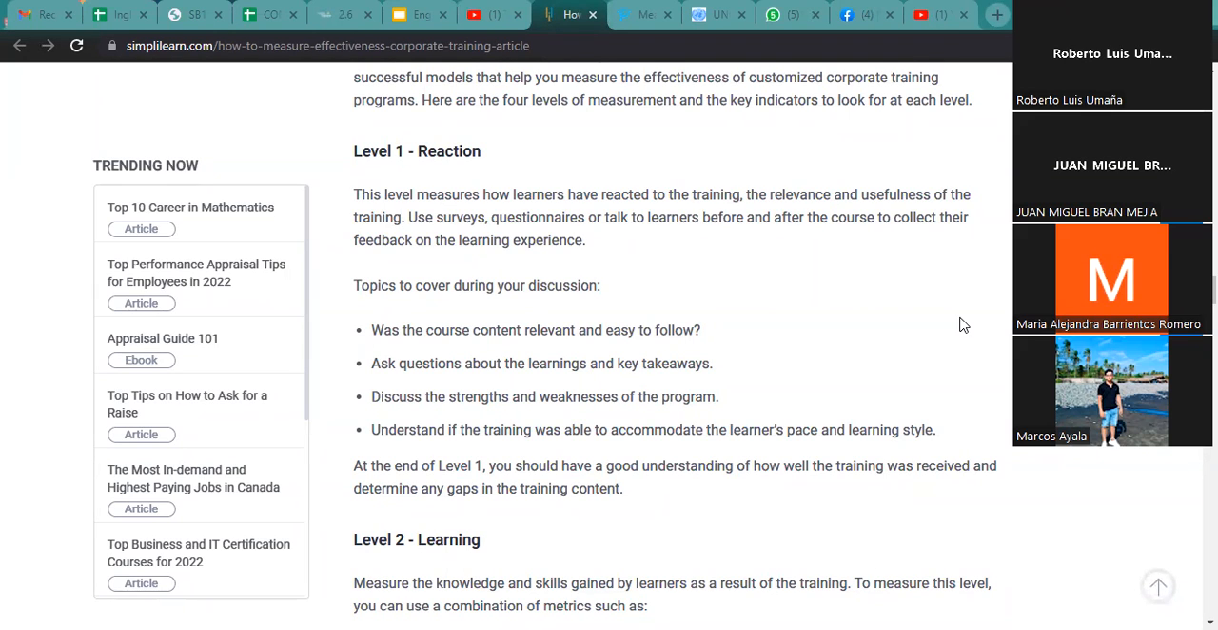Is the course content relevant and easy to follow? Ask questions about the learning and key takeaways. Discuss the strengths and weaknesses of the program. Understand if the training was able to accommodate the learner's pace and learning style. At the end of level one, you should have a good understanding of how well the training was received and determine any gaps in the training content. Good. What did you get from this part? Okay.